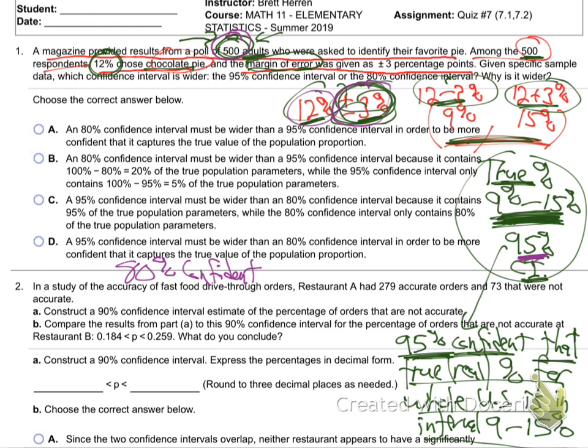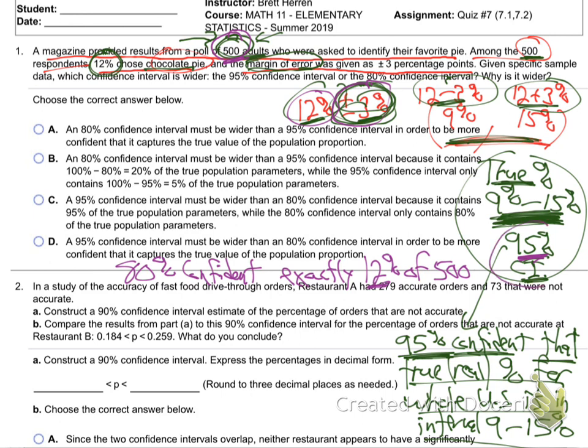Well, because what do we really think, right? The 500 people we asked, exactly 12% of the 500 people, right? For the 500 we sampled, exactly 12% of them like chocolate pie best. But we're not sure this is the same for the whole United States.